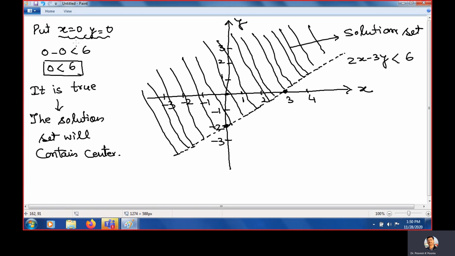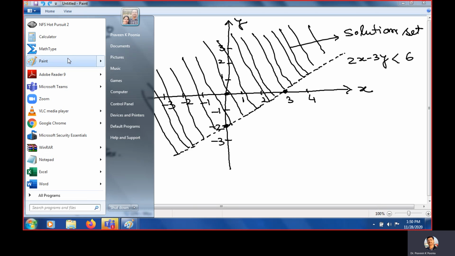So if you put 0, 0 and it is true, then this side is the solution. If it is false, then the side other than the point 0, 0 is the solution. If by chance it is false in place of true, then that other side is the solution. Clear? But now it is true, so that is not the solution. This is the actual solution that we have. Understand? Okay, now we will take another question.